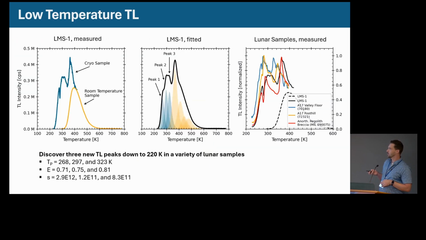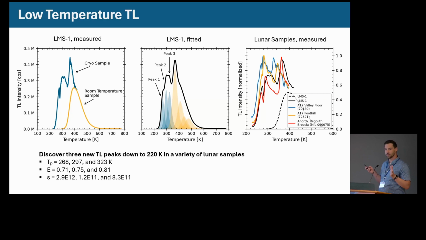We started off with a simulant, it's an expendable sample. We can't really do anything wrong. That is when we do it at room temperature, and this is when we have it cooled to about 220 degrees Kelvin, and there is extra TL there. If we do fitting, we can see that about 3 new peaks have appeared that we didn't know about. And then just recently, we expanded to other kinds of samples, so Apollo 17 samples.